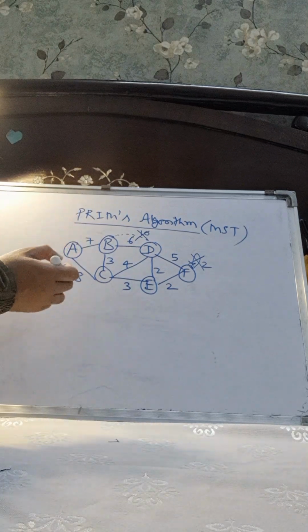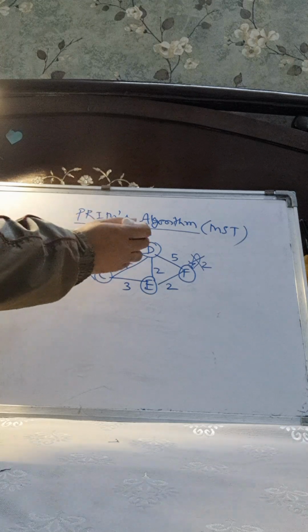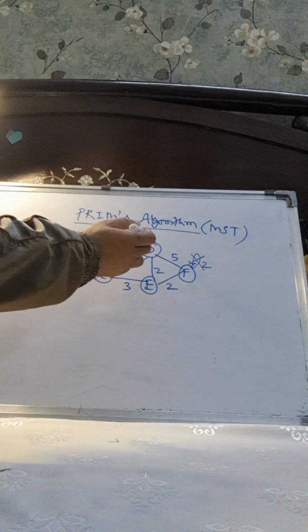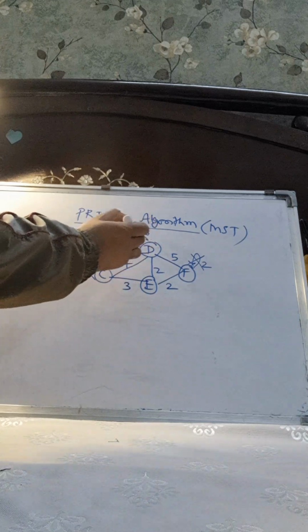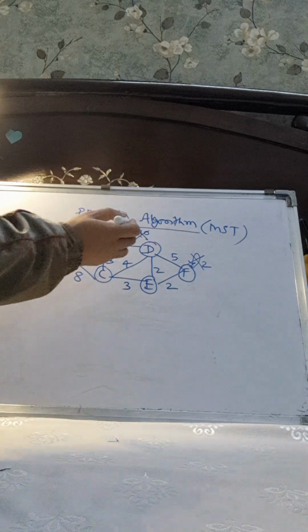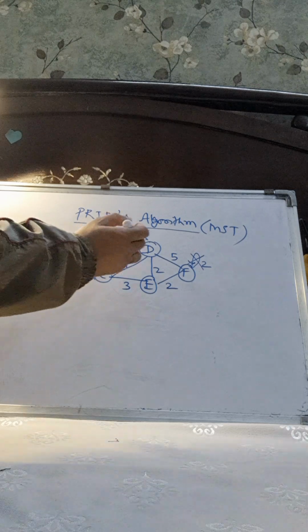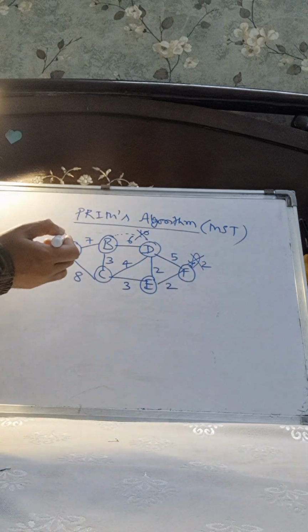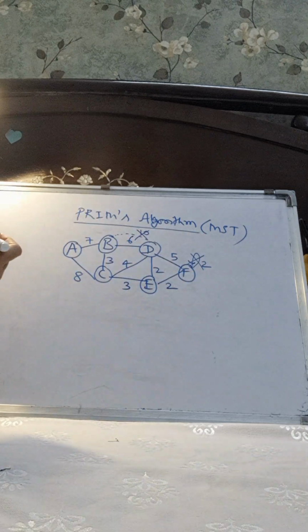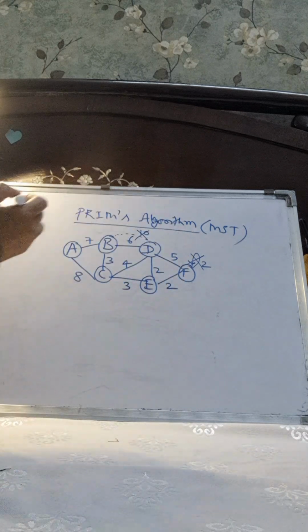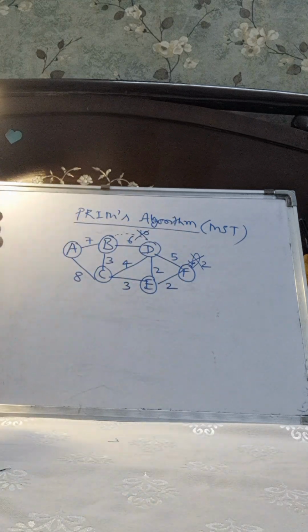So before we start with either Prim's or Kruskal's, we will look for parallel edges. If there is any parallel edge, we will remove the higher cost parallel edges and keep only the lowest cost parallel edge. And if there is a loop, we will remove that loop also. Once we are free with these two things, then we will start with Prim's concept.